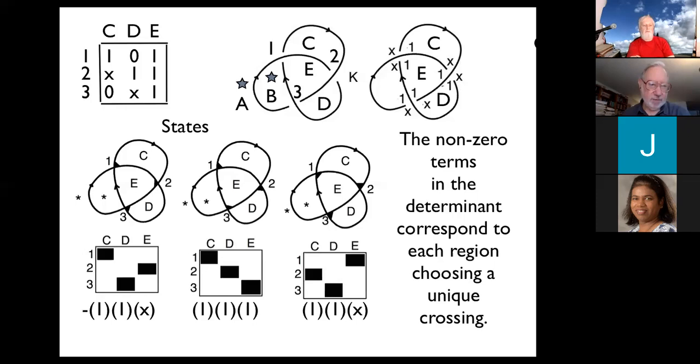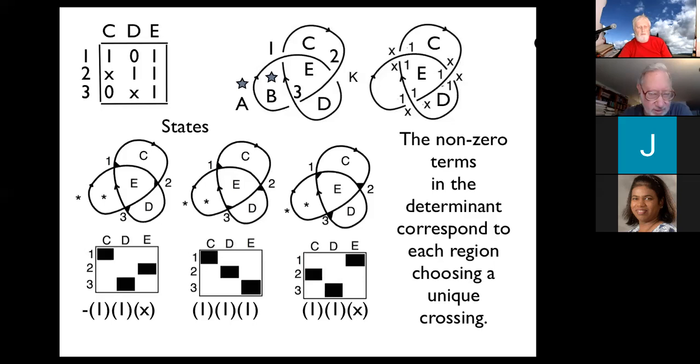In order to have a non-zero entry in the expansion of the determinant, it must be that a region chooses one of the crossings, and another region chooses another one of the crossings, and a region and another. You have to have each region choosing a unique crossing, so that the states in the determinant, the terms in the expansion of the determinant, correspond to labelings by markers in such a way that each region chooses one crossing. And that's what we've enumerated here across the line. I have 3 states, and I have the 3 choices in the 3x3 matrix that give me non-zero results. And underneath them, I've written the product of the entries in the matrix.